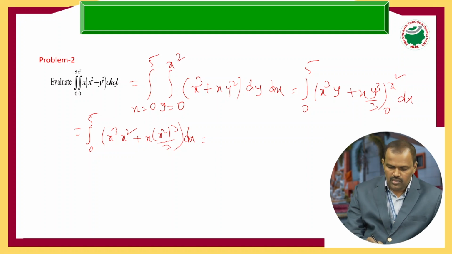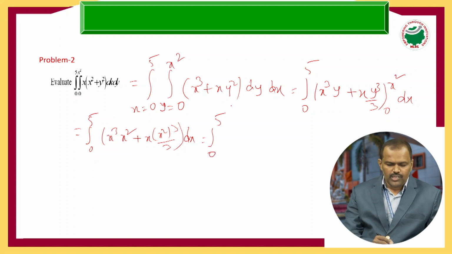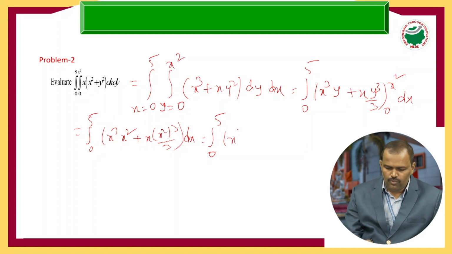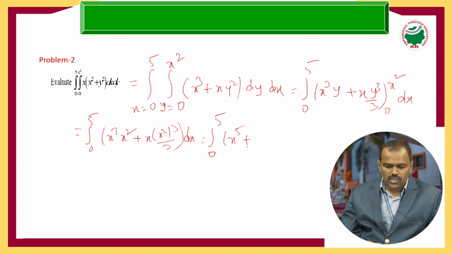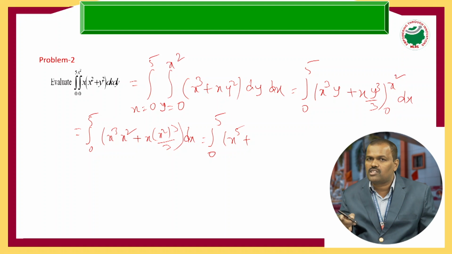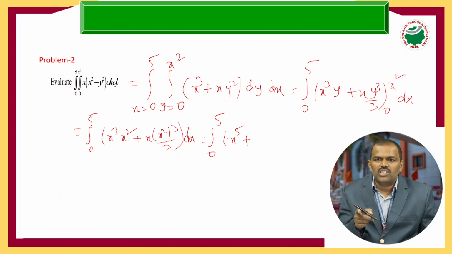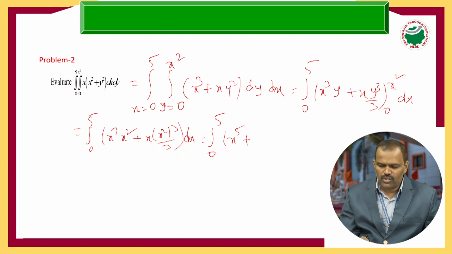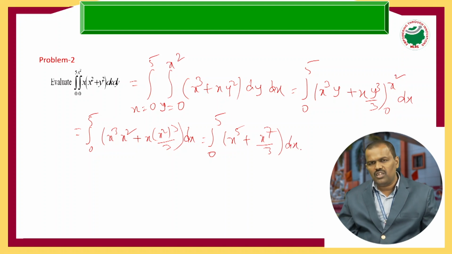Before that, we can arrange in a correct order. So integral 0 to 5, simplified form, x cube into x square. We know when bases are equal, power should be added. That is x power 5, plus this is x square whole cube. X square whole cube means x square into x square into x square. So when bases are equal, power should be added. So that is 2 plus 2 plus 2, 6. One more x is there, x power 7, by 3 dx.